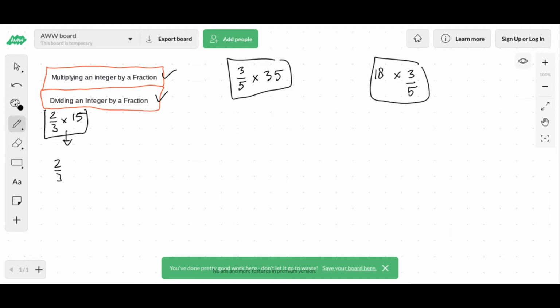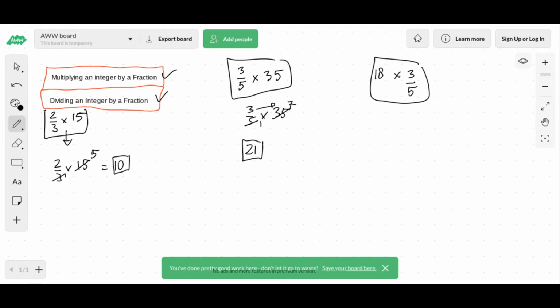2 over 3 times 15. So again, if you can divide them first. So 15 can be divided by 3. This is becoming 1. This is becoming 5 and this is becoming 1. And 2 times 5 will give you 10 as your answer. And 3 over 5 times 35, as you can divide 35 by 5, this is becoming 7, this is becoming 1, and 3 times 7 will give you 21 as the answer.